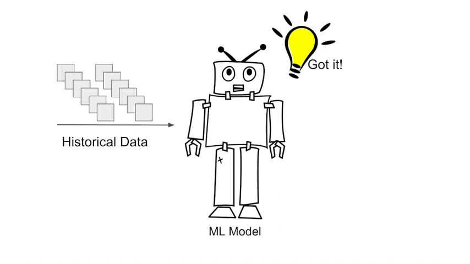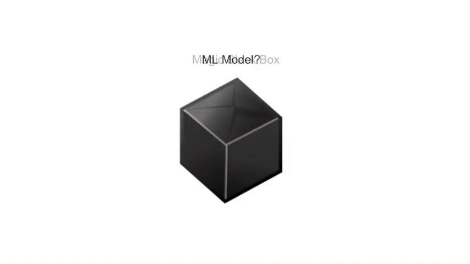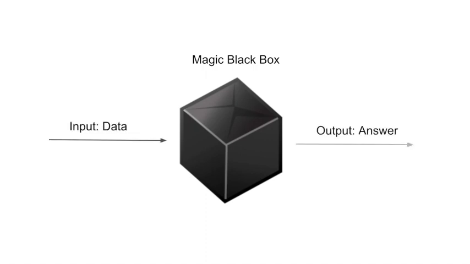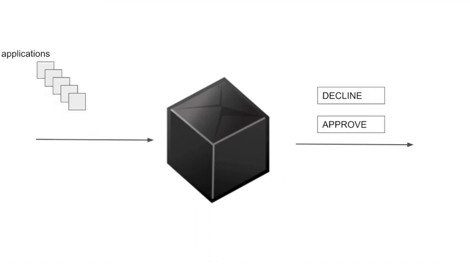how it works. You can imagine a machine learning model to be a sort of magic black box which receives some data as an input and produces an answer as an output. Let's take a look at a specific example. Now imagine that you work in a bank and somebody built a machine learning model to automatically decide which credit card applications from your customers should be declined, and which should be approved.